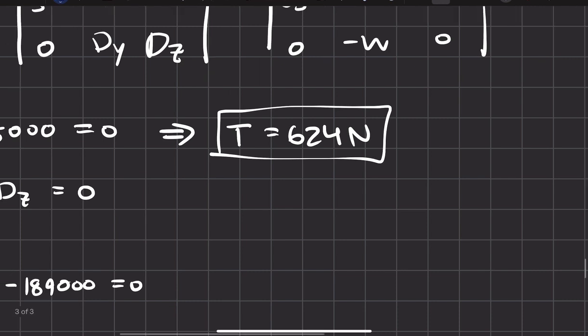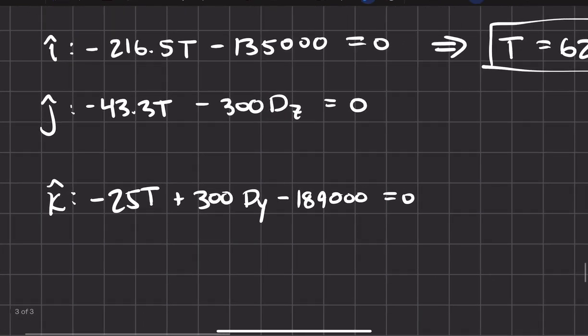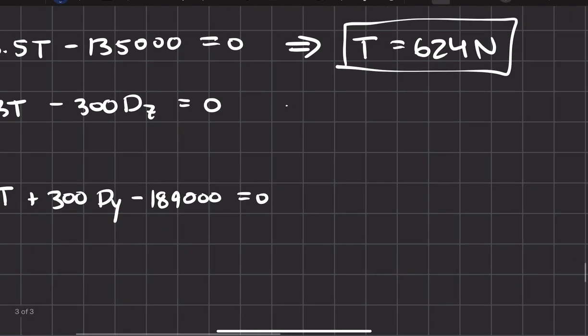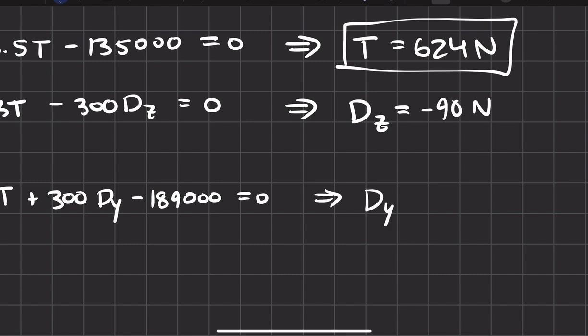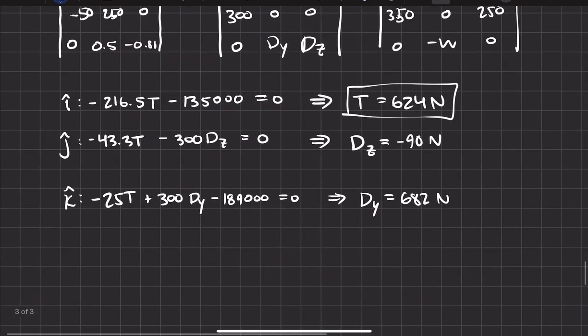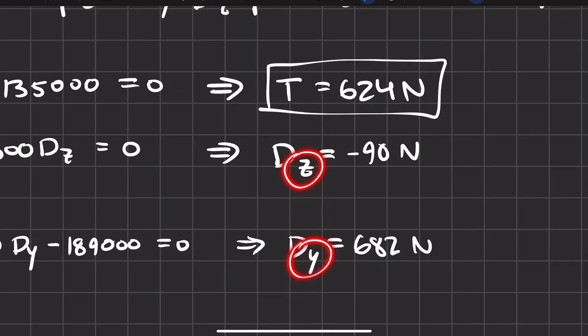The third part of the problem is asking for the reaction at C and D. We now know the tension, and that leaves us with one unknown in both equations. Therefore, we know that D of Z is equal to negative 90 newtons, and D of Y is equal to 682 newtons. Just because this is in the j component of the equation does not mean that this DZ is the Y component of D. This is still the Z component, and to avoid confusion, that's why I label them like this.